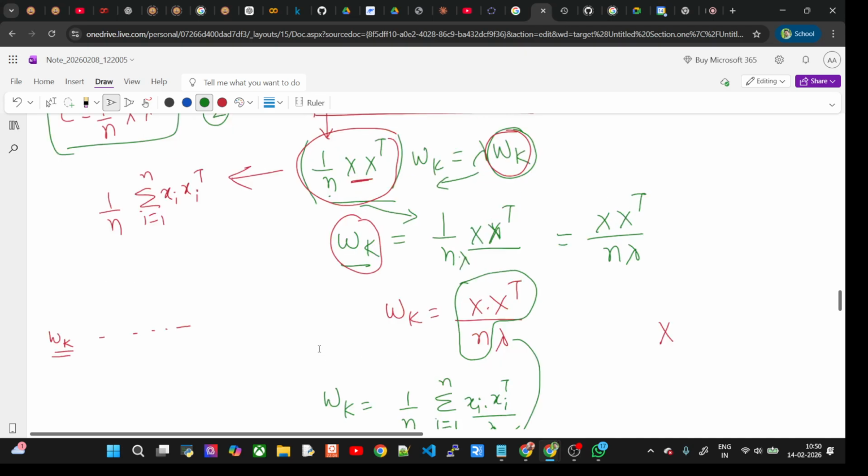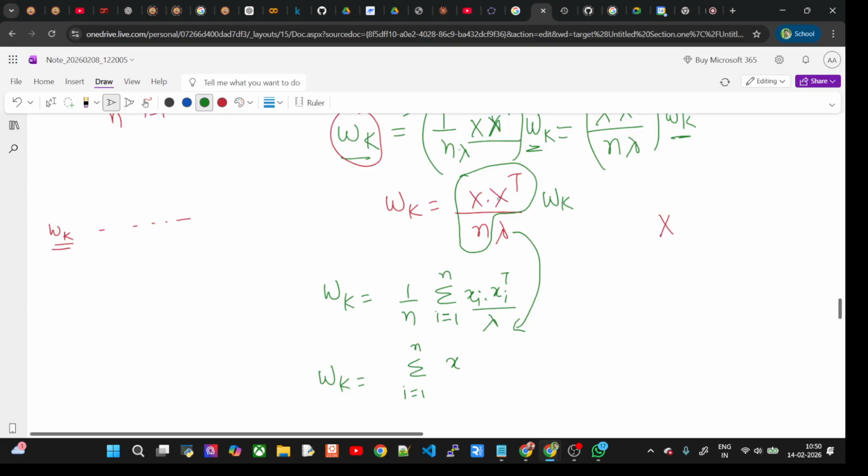So this is 1 over n, and I just missed this wk here, so I'm putting wk here. This is nothing but into wk. And this final equals, xi into xi transpose, this lambda I am taking inside because it's not outside anyway, so you can take it inside, into this wk, which was earlier here.